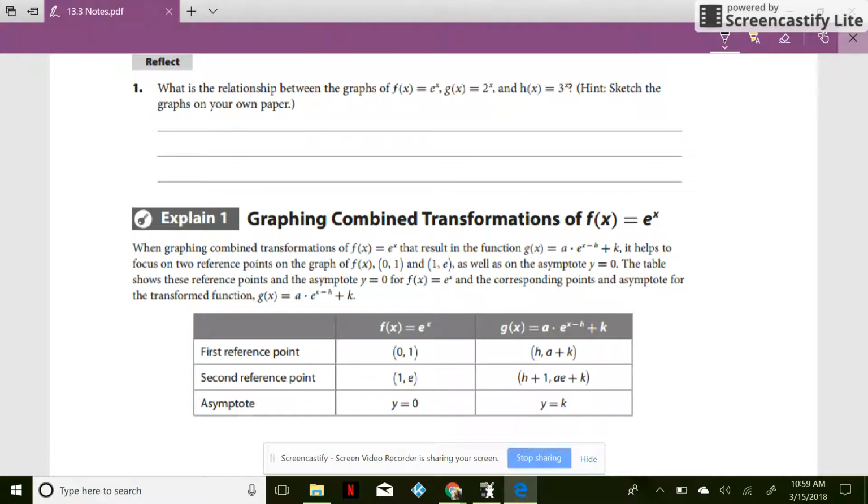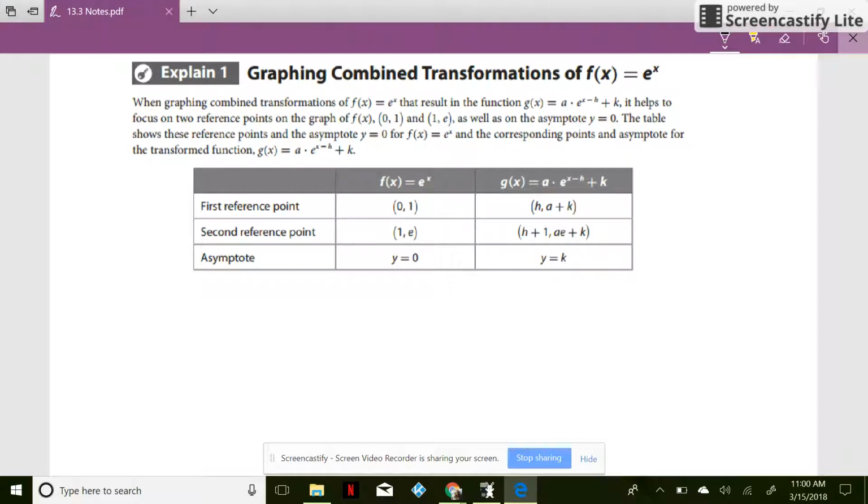So what's the relationship between the graphs of f(x) equals e to the x power, 2 to the x power, and 3 to the x power? So remember, e we said is approximately 2.71. So because e is in between 2 and 3, the function is going to be essentially between 2 and 3. So it's going to be between 2^x and 3^x.